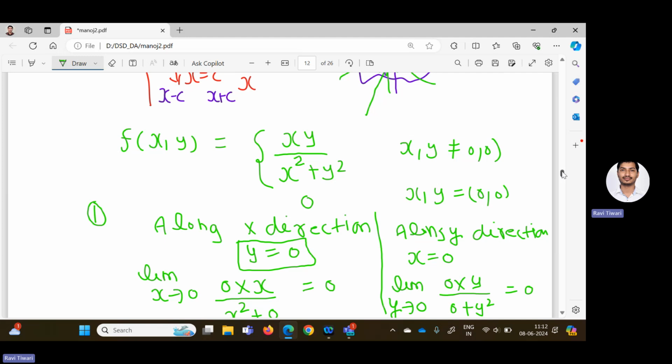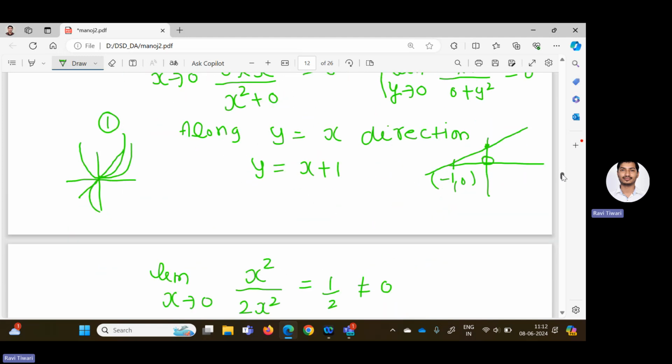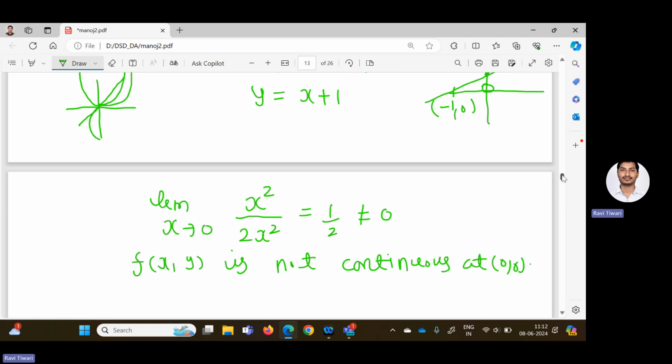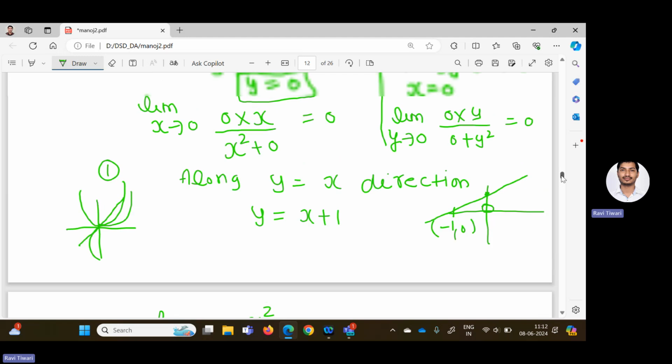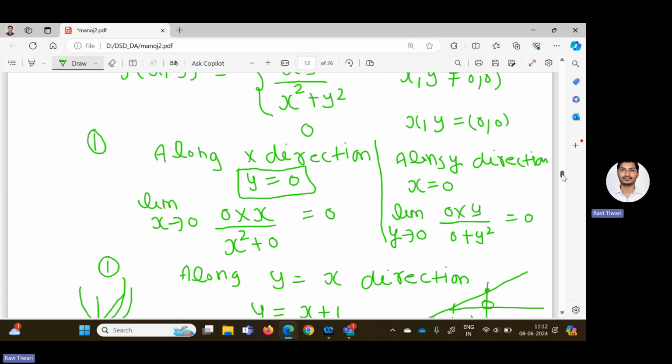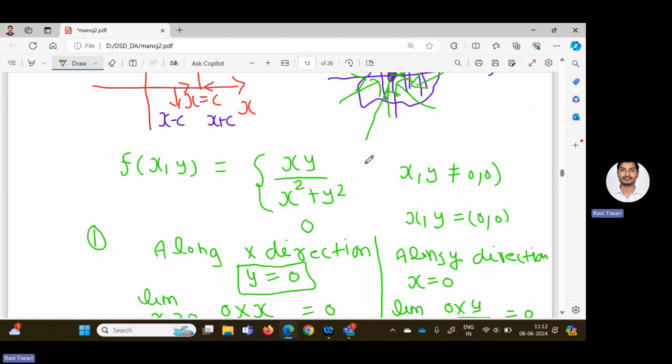Now you can ask how I got the idea that along y equal to x I am going to get a different limit. How did I get to know that y equal to x will make a difference? Because if I ask you what is the power of the numerator of this function, x power 1 and y power 1, so you will answer 2.